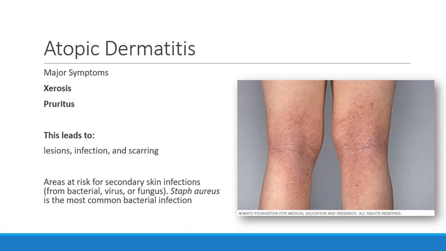Major symptoms include xerosis, so abnormal dryness, and of course, pruritus, that unpleasant sensation that requires one to scratch. Now, as one scratches, that leads to lesions, infections, and scarring. Areas at risk for secondary skin infections now happen because of the scratching, so it increases the chances of bacterial, viral, or fungal infections. And a common bacterial infection is the Staph aureus.